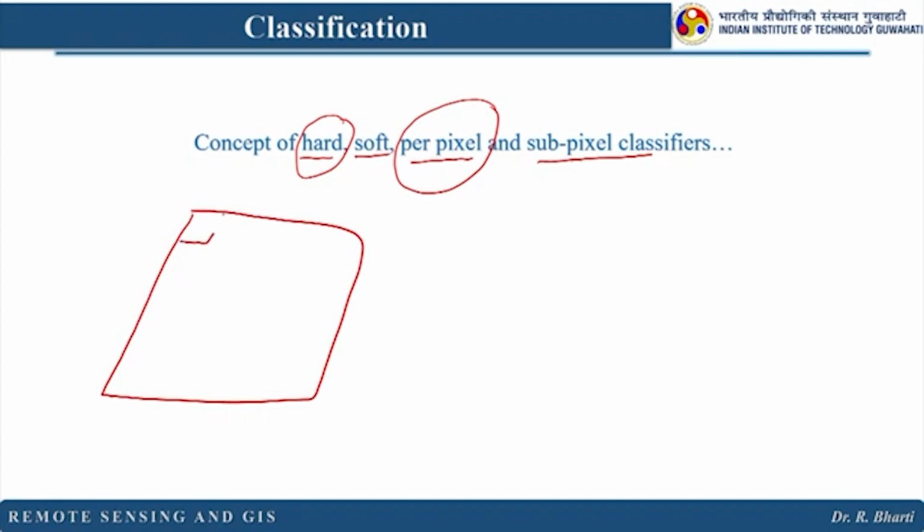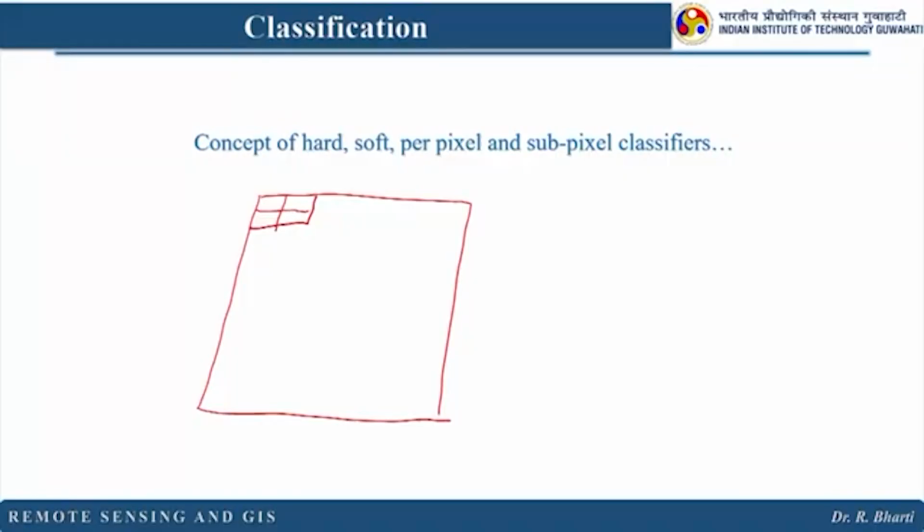So here, if I am talking about these two classification techniques, that means each pixel of this image will be classified into a different category, and one pixel can have only one class, right? It cannot have two classes at a time. When we are talking about soft classification or soft classifiers or subpixel classifiers, then we can have 2 or 3 different classes within this particular pixel, right?